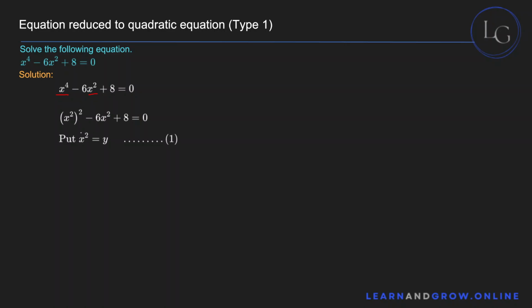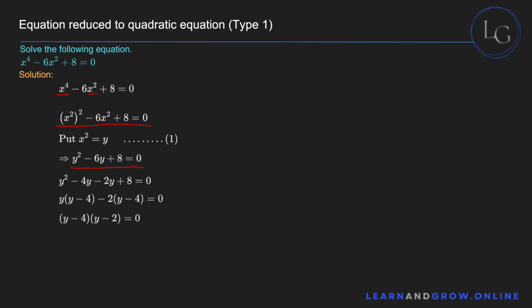Now, you'll put y in place of x square in this entire equation. So x square is equal to y. And when you plug in y into this equation, you get y square minus 6y plus 8. And this is indeed a quadratic equation. Now you'll solve for y by using the factorization method. We've discussed that earlier. And by using the factorization method, you get this when it's simplified. So either y minus 4 is equal to 0 or y minus 2 is equal to 0. So you get two values of y which are 4 and 2.